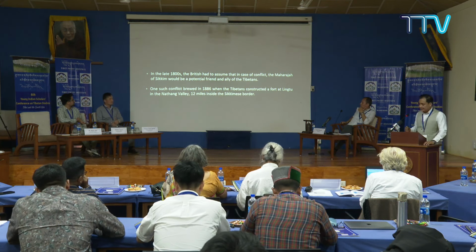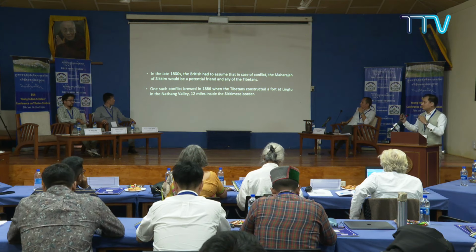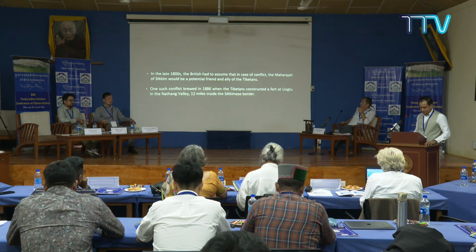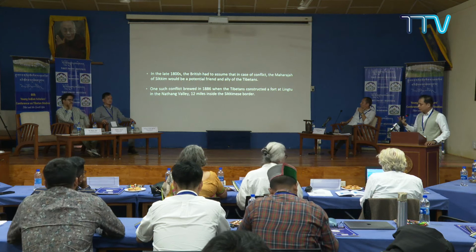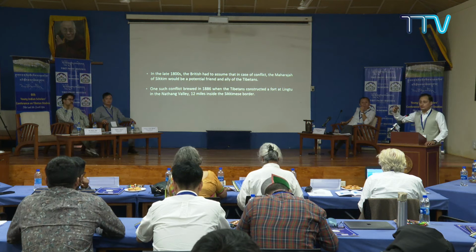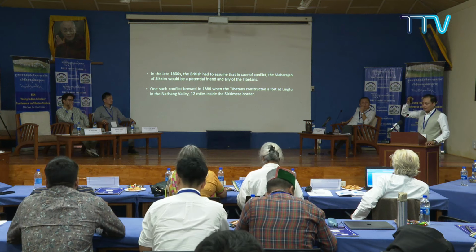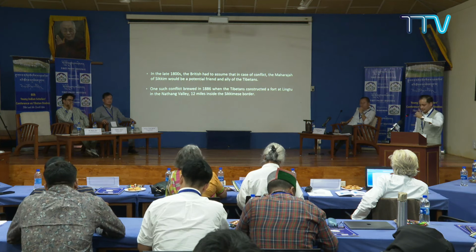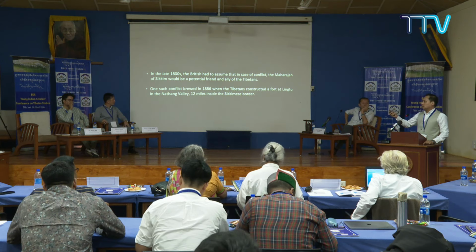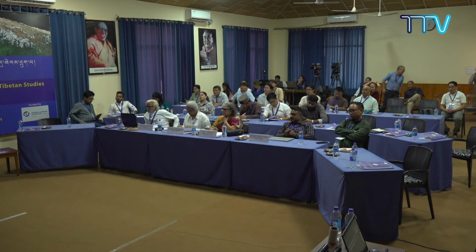But in the late 1800s, the British assumed that in case of conflict between Sikkim and Tibet, Sikkim would be a potential ally of the Tibetans. One such conflict brewed in 1886, when Tibetans feared the Macaulay mission towards Tibet, and they crossed over Sikkim's territory and came 12 miles inside Sikkim, and started constructing a fort in Sikkim to repel the mission towards Tibet.